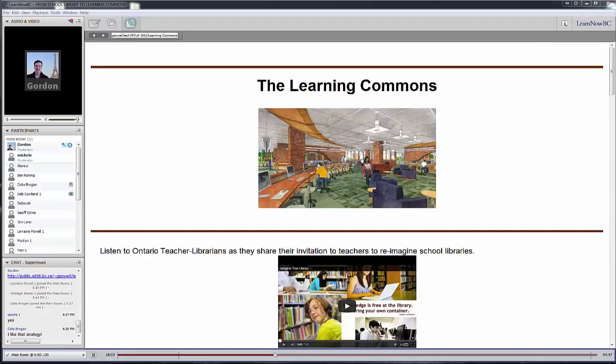So this is really a shopping list of all kinds of things that we could have. And of course, we're limited by the existing space we have. Some of us have libraries that are quite modest, not very big. Lots and lots of shelves, not a lot of room to turn around. And so this is going to be an issue when you're thinking of reconceptualizing your library.